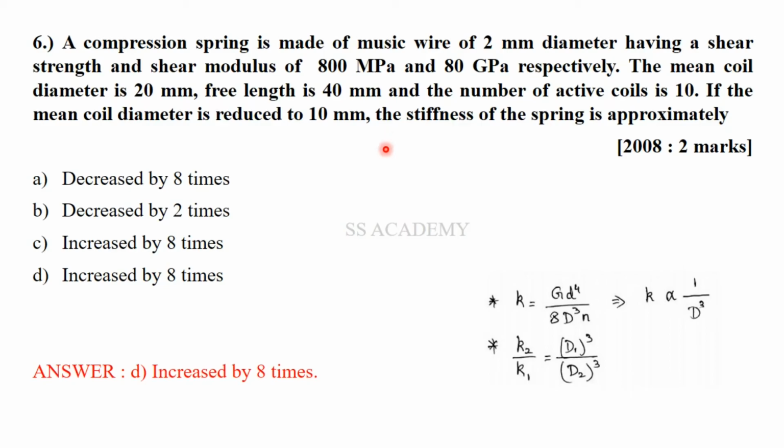They have asked the stiffness if the mean coil diameter is reduced to 10 mm, which means it is decreased by 2 times. So we must know the relation between stiffness and the mean coil diameter. We know that stiffness is equal to G d power 4 by 8 D cube N. From here, it is obvious that stiffness is inversely proportional to cube of the mean coil diameter. So if the mean coil diameter is reduced by 2 times, the stiffness will be increased by 2 power 3 times. So it will be increased by 8 times.